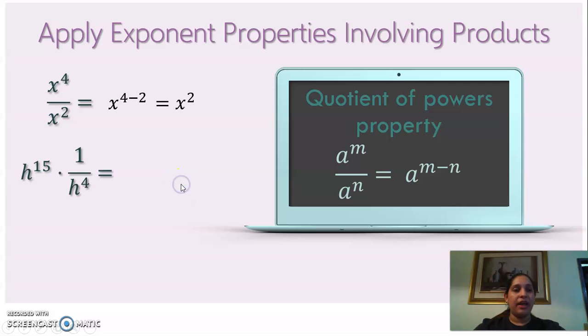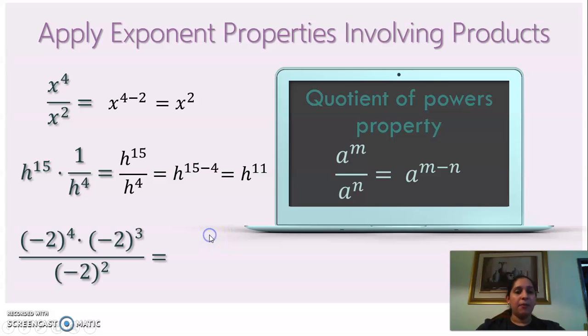Let's make another example. I have h raised to the 15th power times 1 over h raised to the 4th power. What I need to do first is multiply my 1 times h raised to the 15th power, and I'll have h to the 15th over h raised to the power of 4. Now I have the same base number, and the two are dividing. So I apply my property that tells me to just write the base and subtract the exponents: 15 minus 4. Always the exponent of the numerator goes first. And how much is 15 minus 4? It's 11. So my answer here will be h raised to the power of 11.